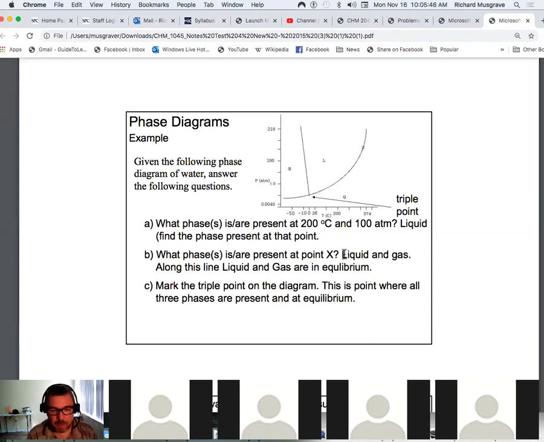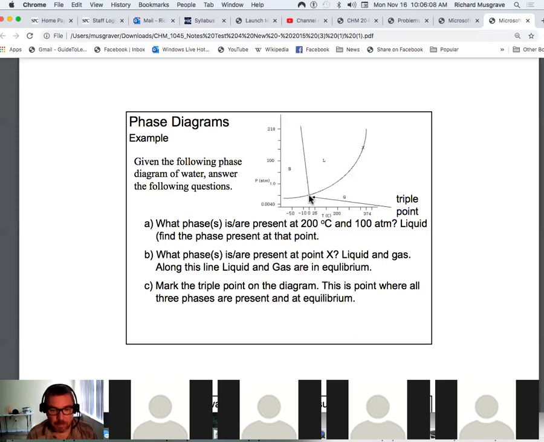What phases are present at point X? Well, if you hit the X here, it's actually along the liquid-gas line. So what you've got along that line would be liquid and gas in equilibrium with each other. So you'd have both liquid and gas, L and G would be the answer. I don't think that's too difficult either. Does anybody have any questions?